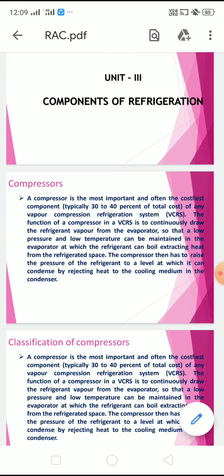The basic components of a simple conventional refrigeration system are compressor, condenser, expansion devices and evaporator.